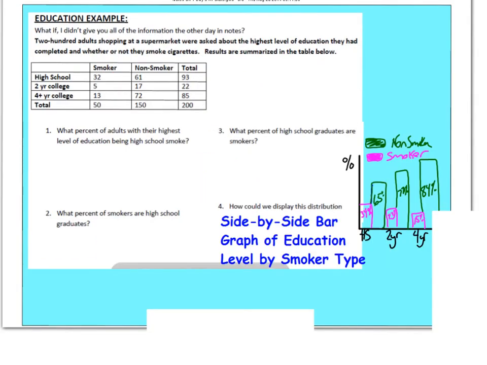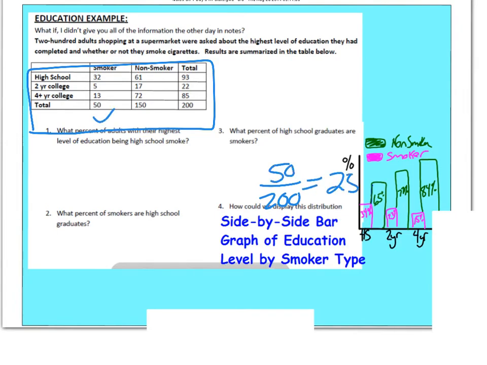Question 3. What percent of high school graduates are actually smokers? So if we look at this, what percent of the high school graduates are smokers? In this table, everybody is actually a high school graduate. So we are looking at the entire table this time. So it's going to be out of 200. How many of them are smokers? We have the total of 50. So on here, we're going to have 25%.